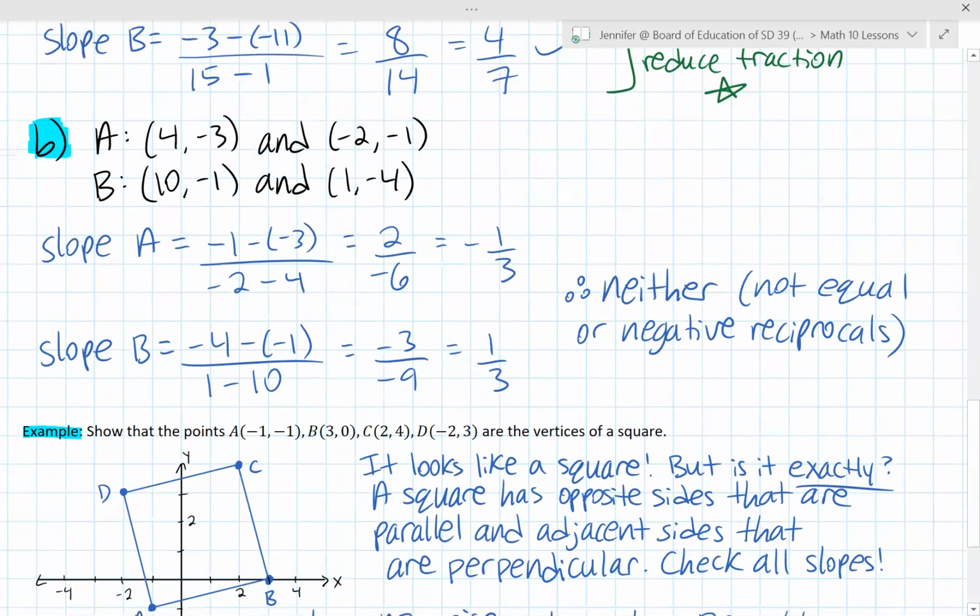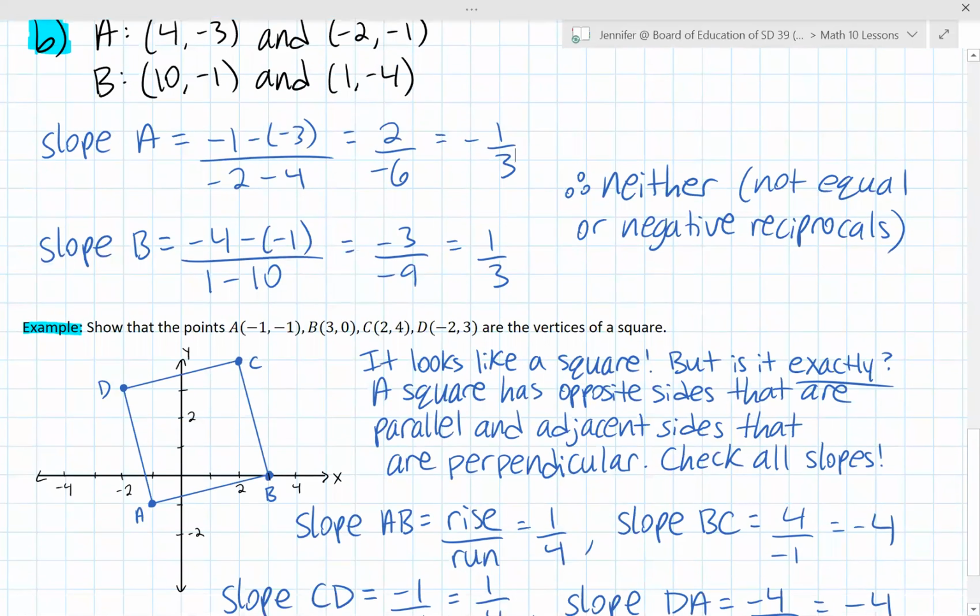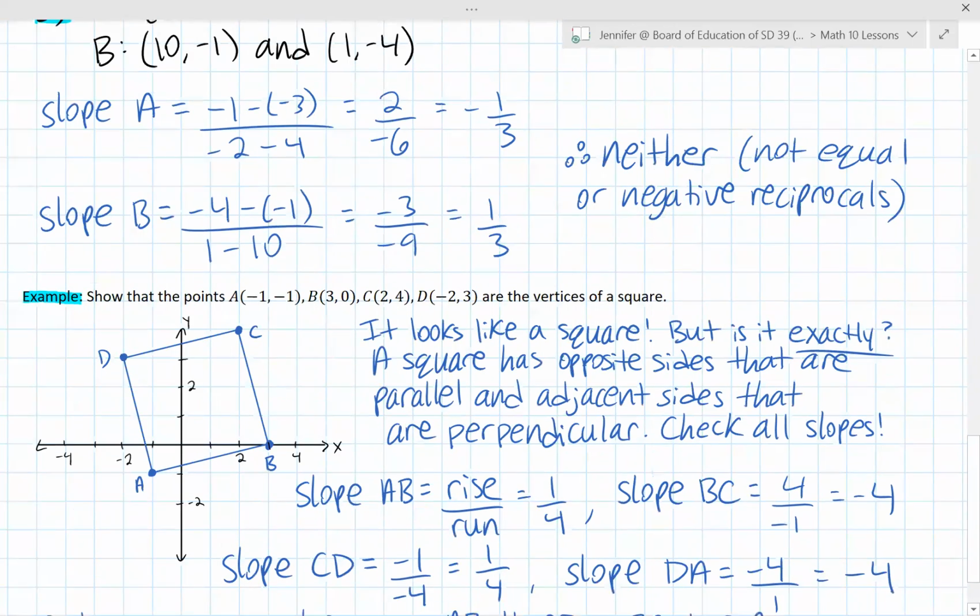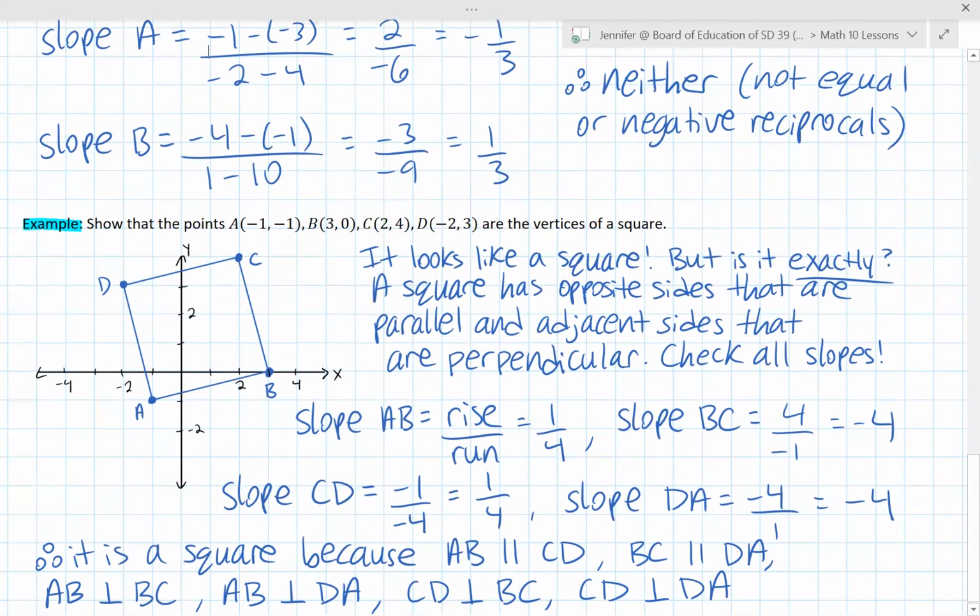The last example here is the trickier type of question you could see with parallel and perpendicular lines. You want to show that these points are the vertices of a square. So a reminder that a vertice, or the vertex, these are corners. So do these 4 points represent corners of a square?